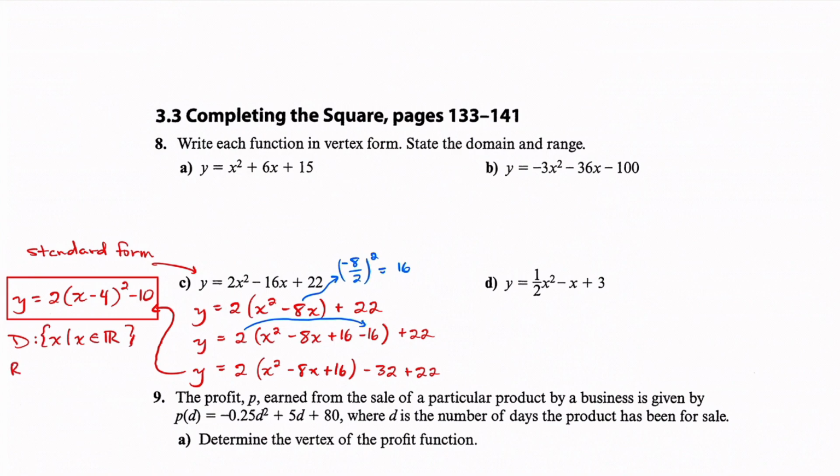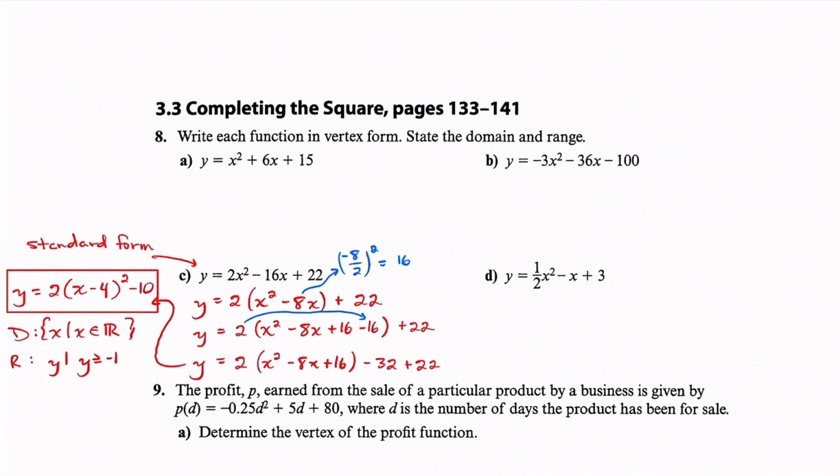And then the range depends on the vertex and whether it points up or down. So A is positive, so it's going to point upwards. So it's going to look like that. So everything has to be above that minimum point. So Y is going to be, Y is given that it is greater than or equal to that low point, and the low point was that point right there, negative 10. So we got negative 10, and then y also has to be an element of the real numbers.